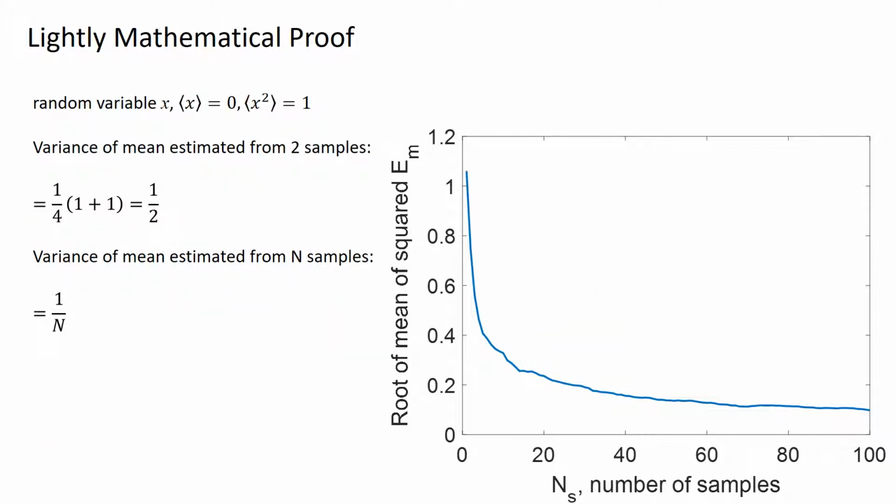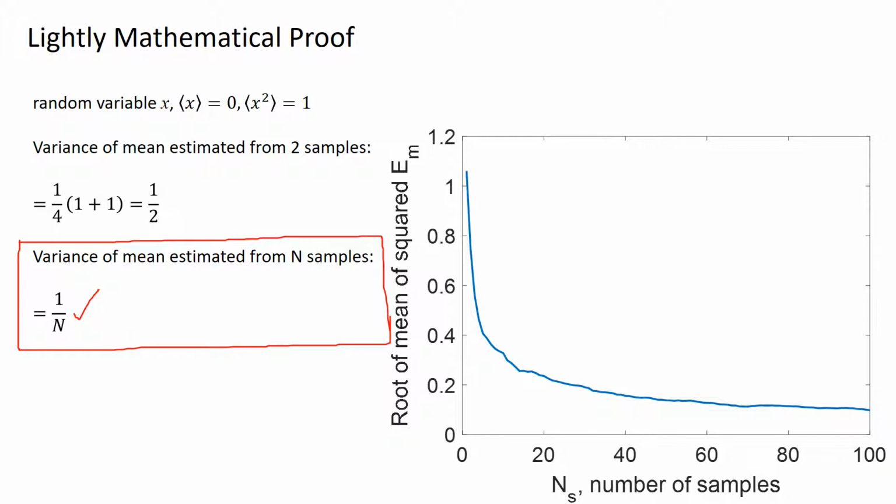So for this distribution, 0 mean, variance 1, the variance of the mean estimated from 2 samples is 1/2. It is the variance of the population divided by the number of samples. So more generally, here. And that's it. So we could say that the variance of the estimate of the mean decreases by 1 over n. So the standard error of the estimate of the mean is the square root of that, 1 over square root of n.